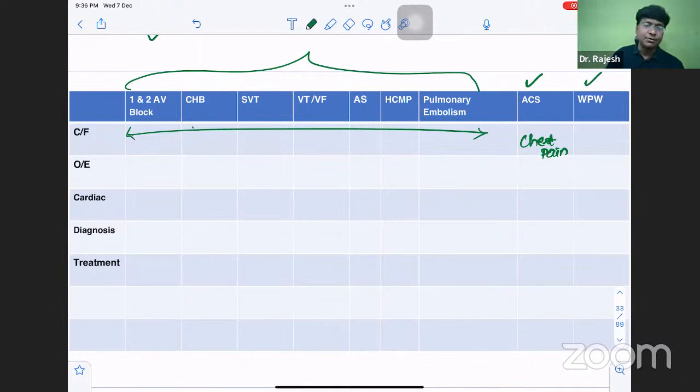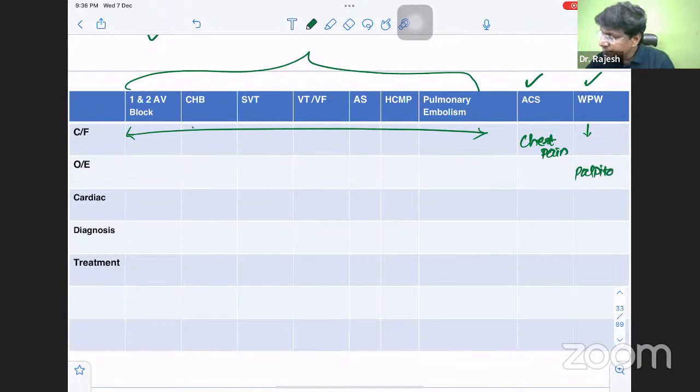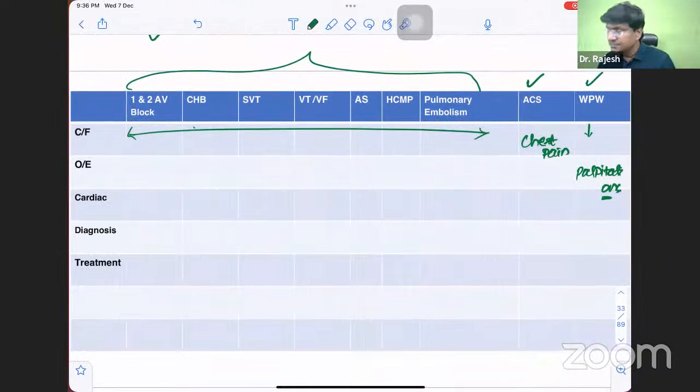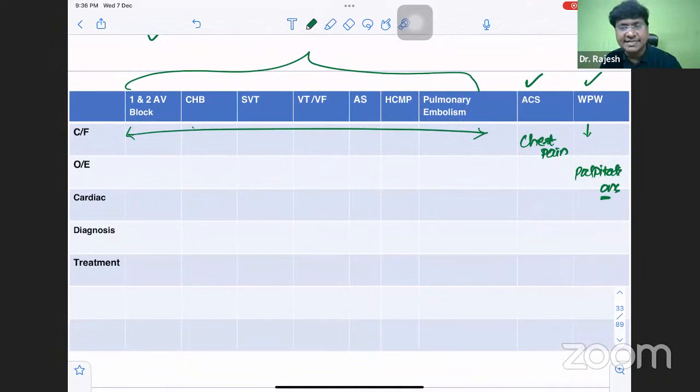Then coming to the WPW syndrome, a pre-excitation syndrome, which is nothing but Wolff-Parkinson-White syndrome. Now, these patients with WPW syndrome also can present with syncopal attack. Actually, along with the syncopal attack, they also have palpitations. So why do these patients have palpitations? That is because they will develop either atrial fibrillation or ventricular fibrillation. That is the reason why they can have palpitations. And because of decrease in stroke volume, there can be decrease in cardiac output and decrease in cerebral perfusion. And thereby there will be a syncopal attack.